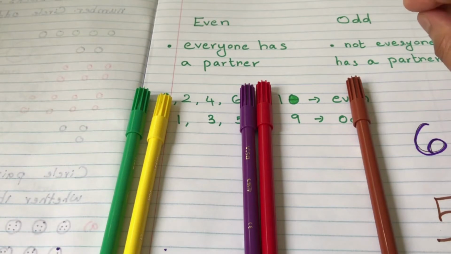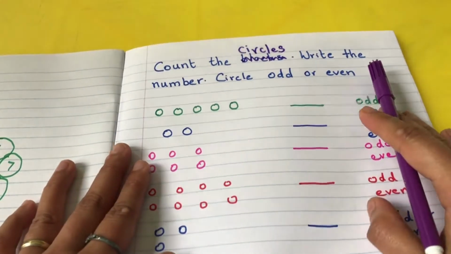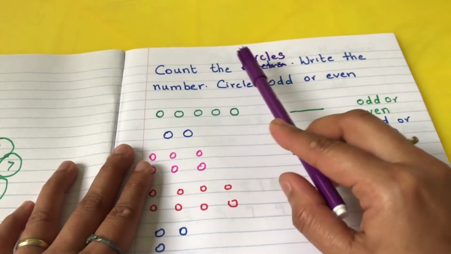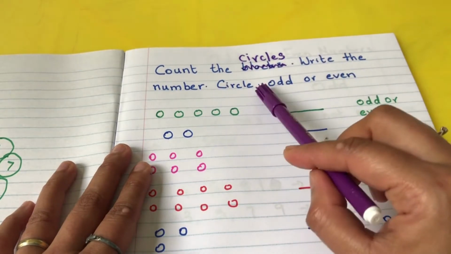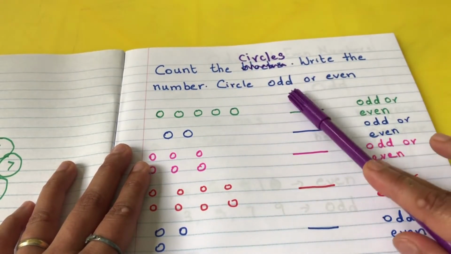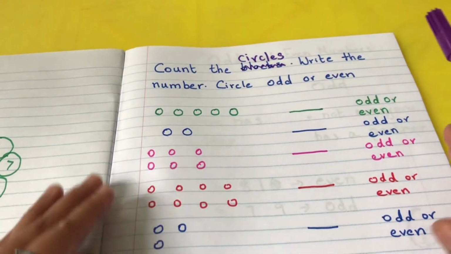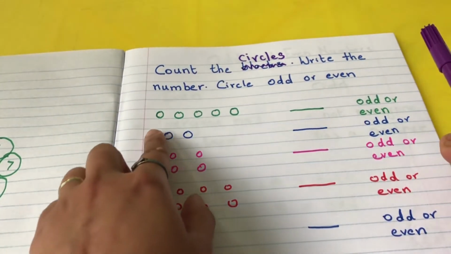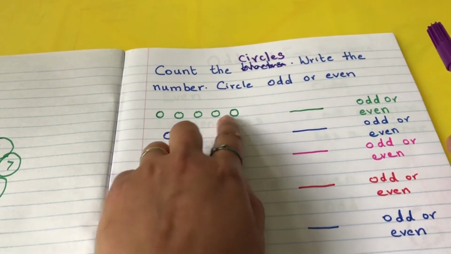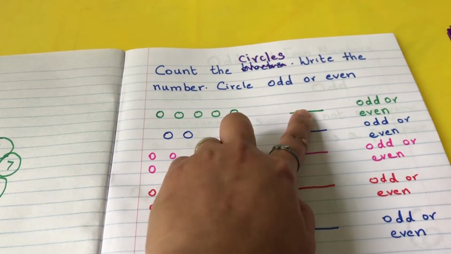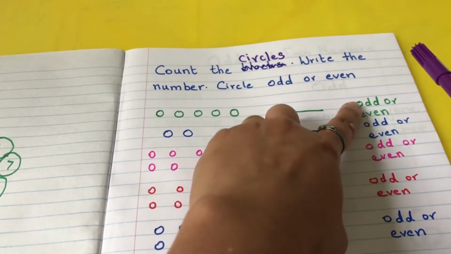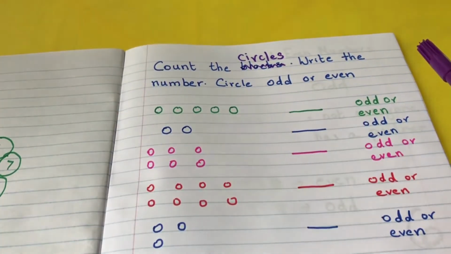Let's look at some worksheet activities for practicing even and odd numbers. Let's take a look at this activity sheet. It says: count the circles, write the number, circle whether it's odd or even. So what the kid has to do here is, first count the circles, then write the number here, and then circle whether it is odd or even.